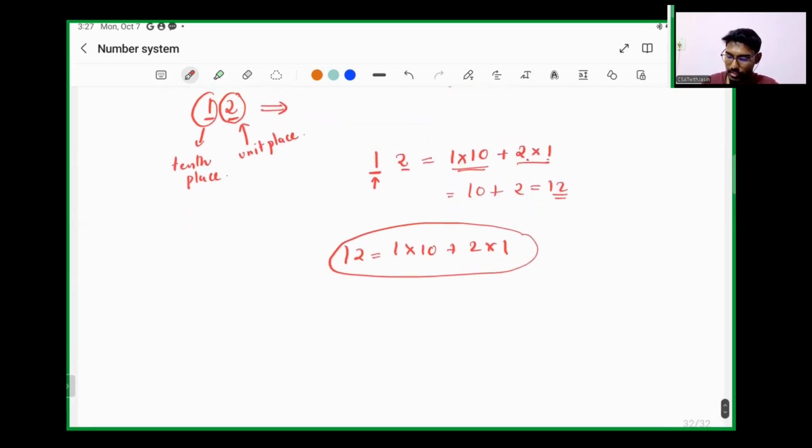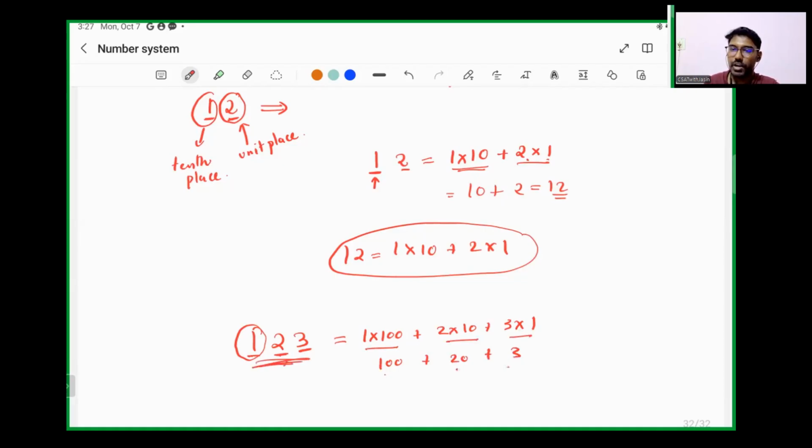Now again, if I give you a 3-digit number like 123. Here this is unit place, this is 10th place, and this is 100th place. So the place value of this place is 100. So you can write it as 1 into 100 plus 2 into 10 plus 3 into 1. 1 into 100 is 100, 2 into 10 is 20, 3 into 1 is 3. 100 plus 20, 120, plus 3 is 123. So 123 you can write it as 1 into 100 plus 2 into 10 plus 3 into 1.